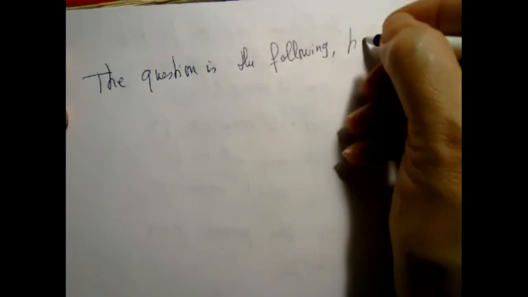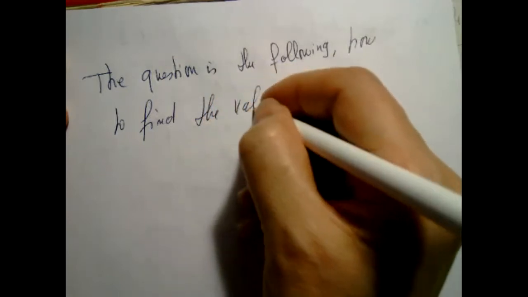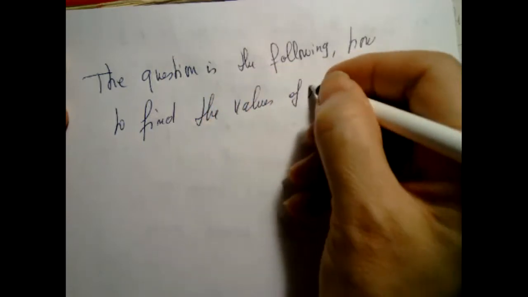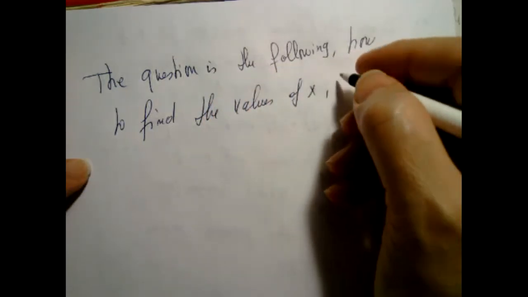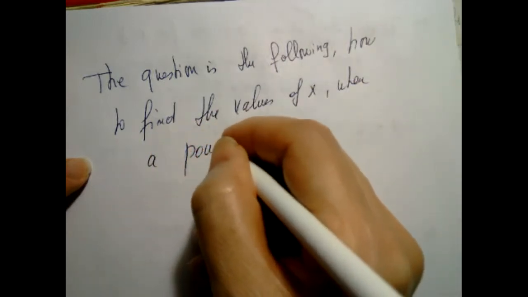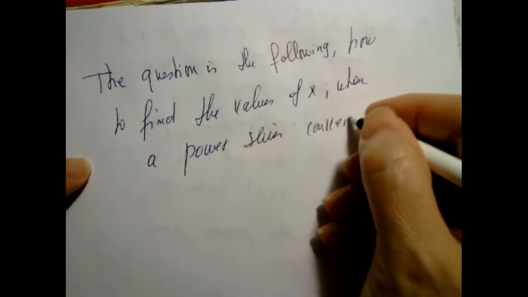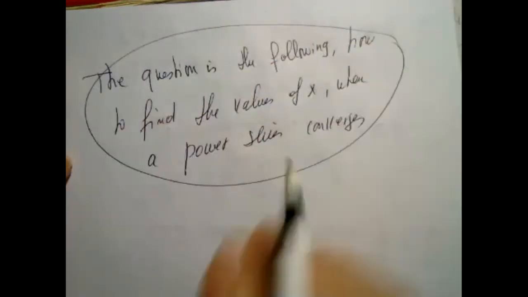How to find the values of x when the power series converges? That will really be our main concern.